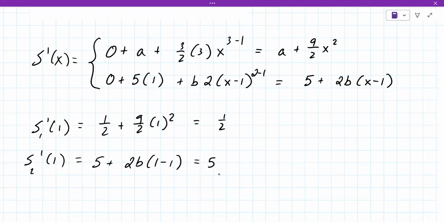First equation is 1/2 plus 9/2, which is 10/2, which is also 5. So these are the same. They're supposed to be, but that doesn't really help. You want to find the value of B. Unfortunately, you have to take yet another derivative.